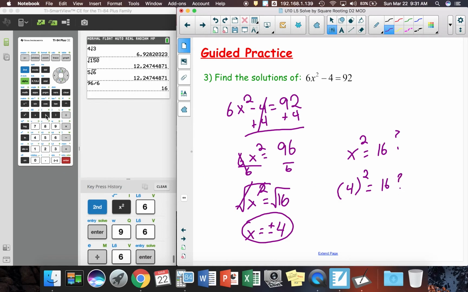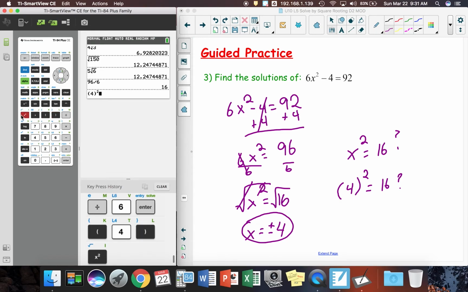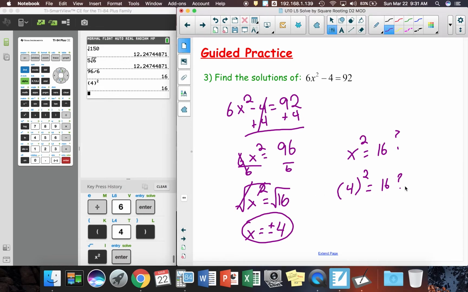So parentheses, 4 squared, and indeed we get 16. So that one's right. So we get 16 equals 16. Cool. But what about -4?